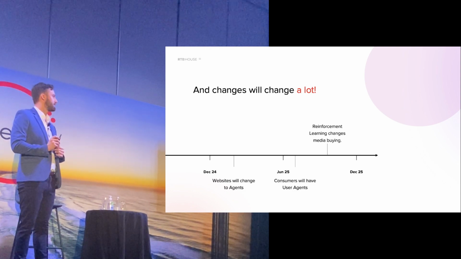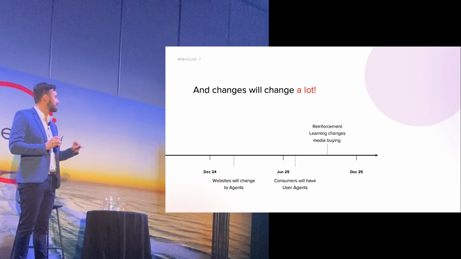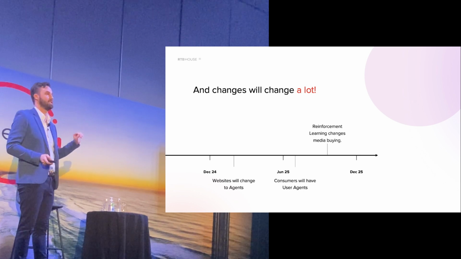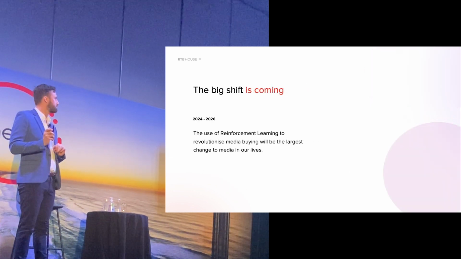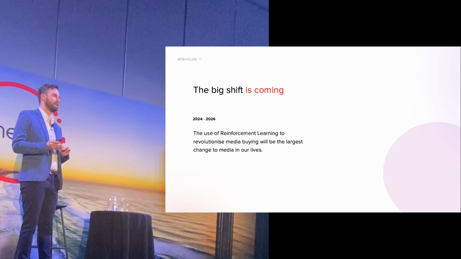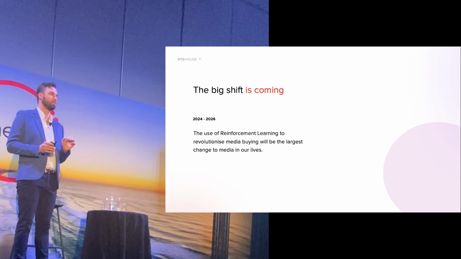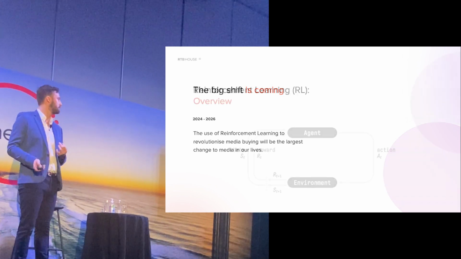And the most interesting thing, which I may have told a couple of people, which might be why there are a few more people here, is that there's something new that may be coming. This is probably the most interesting part of this entire presentation. Reinforcement learning. This big shift is coming, and it is all technically possible at the moment. The use of reinforcement learning will be able to revolutionize how we buy and consider media going forward.